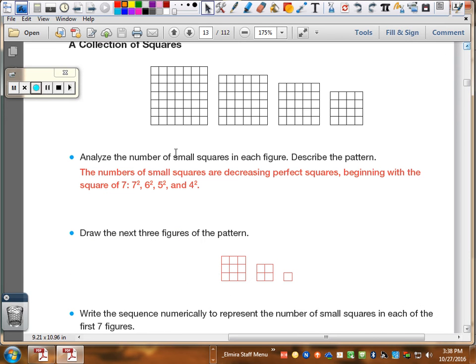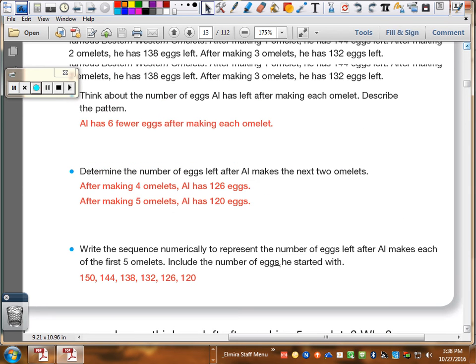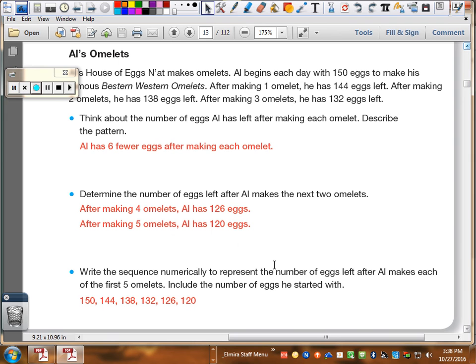The squares. This is a finite sequence. Again, I can only take away so many squares before I get down to where I can't take any away anymore. Al's omelets. He has 150 eggs. He's taking 3 or 6 eggs away after each omelet. He's going to run out of eggs. This is a finite sequence.